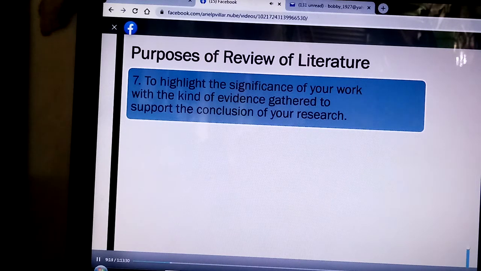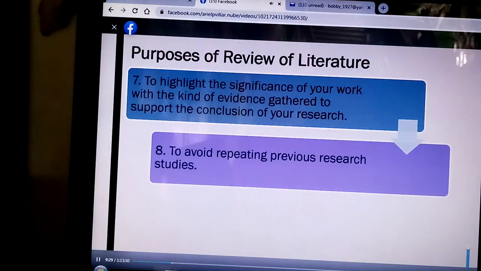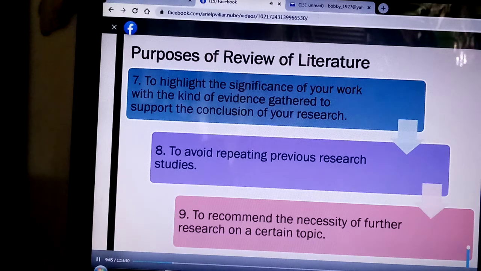By the way, ma'am and sir, particularly the expression or the technical term, no, when we say RRL, alam na natin that's the review of related literature. Pag RRS, review of related studies. Next, we have number 8, to avoid repeating previous research studies. Okay, so hindi natin replicate totally, but we can apply your research na kaparehas nung sa iba on a different context, on a localized context using different participants. And then, to recommend the necessary or further research on a certain topic to further improve the study.